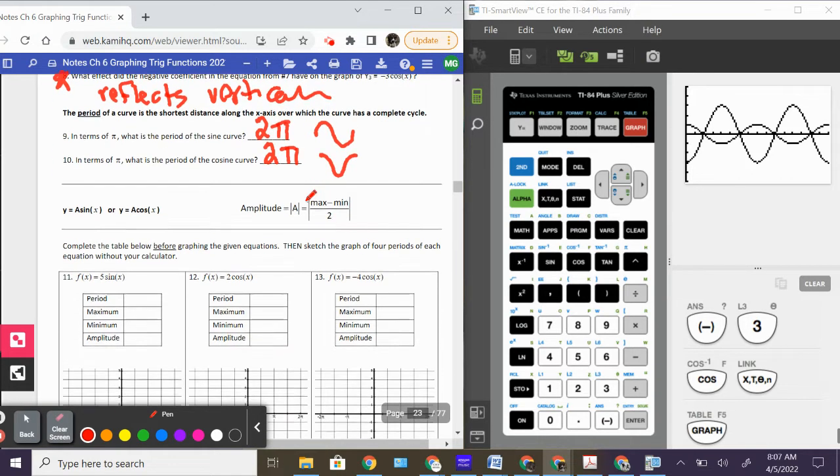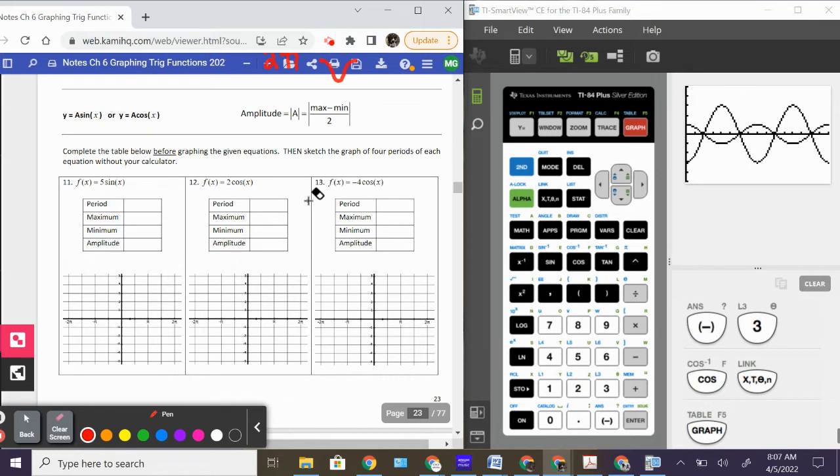So you are going to try to do 11, 12, and 13 on your own. When you're done with those, we're going to go ahead and do the next few problems. So stop the video, do these problems, and then we'll see how you did.